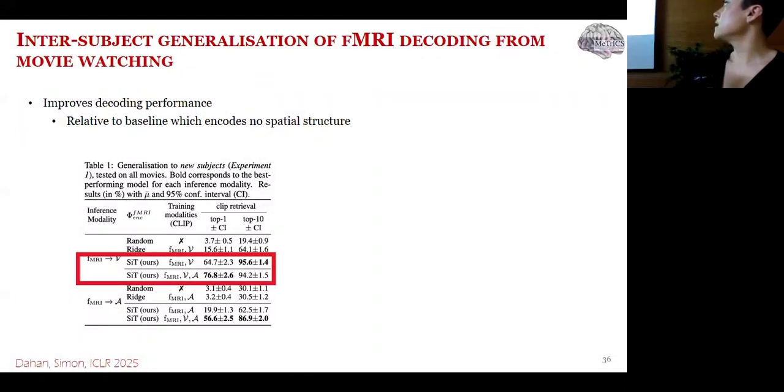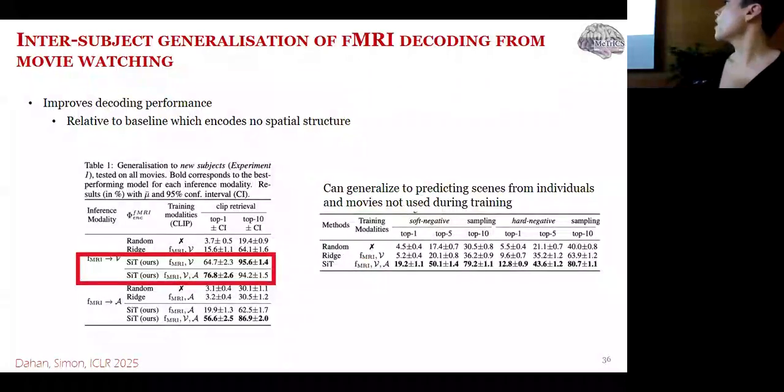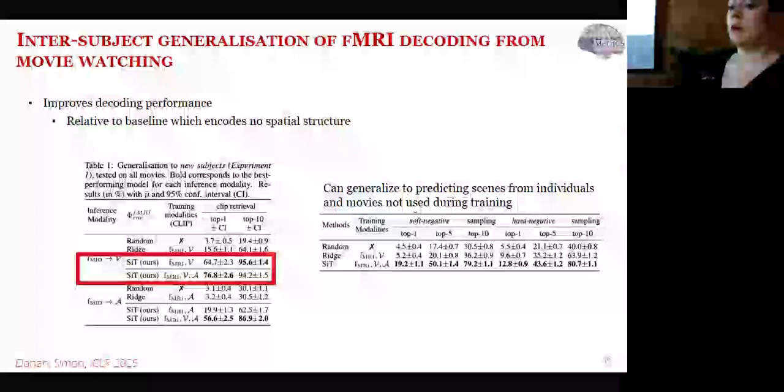And the SIT does a much better job than a model that basically takes out all the fMRI, removes all understanding of the spatial temporal dependencies or the spatial autocorrelation of the signal, and just changes it to a vector and tries to predict from that vector. But not only can it generalize to new subjects, it can generalize to predicting scenes that it hasn't been trained from, from individuals that it hasn't been trained from.